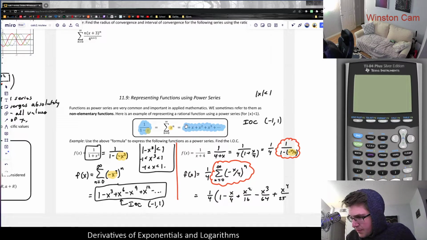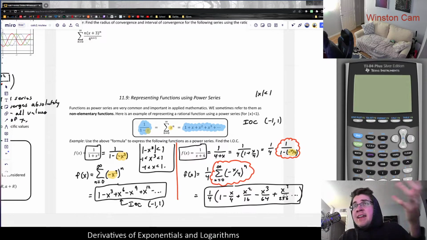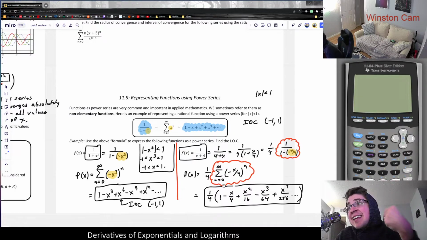256, and so on. But essentially, I could take a rational function and represent it using an infinite series instead. Again, it's like taking a function in one form and representing it in a different form. And if you're saying how does this make any sense, it looks completely different, well, that is exactly the nature of it. It's very weird, and we can demonstrate that this is true.